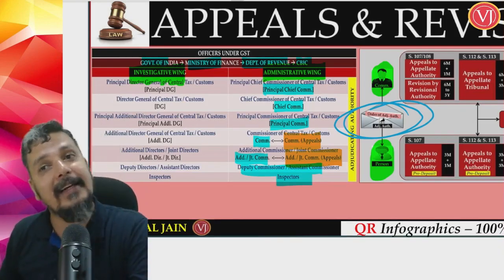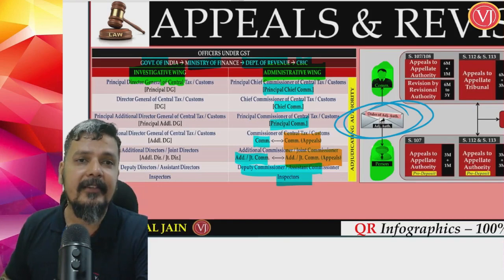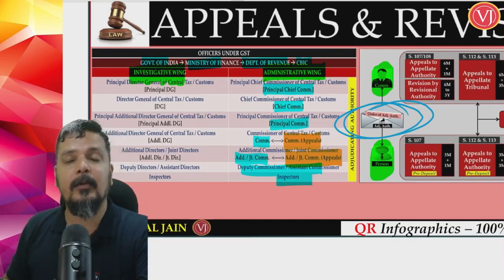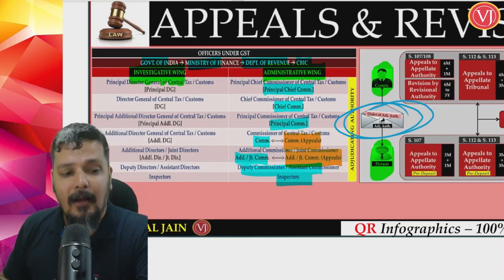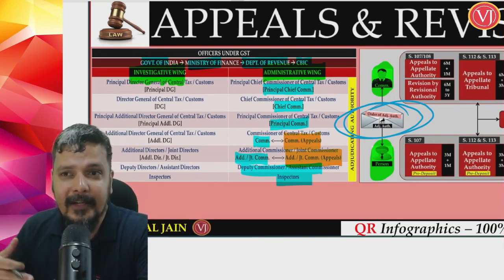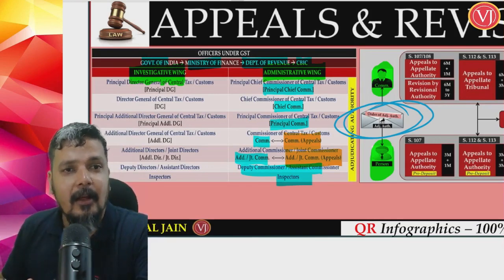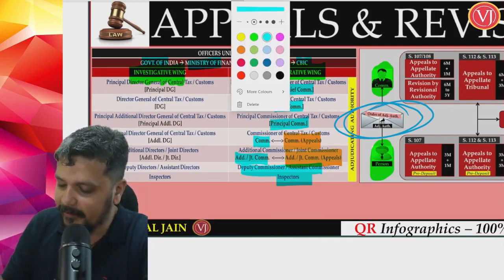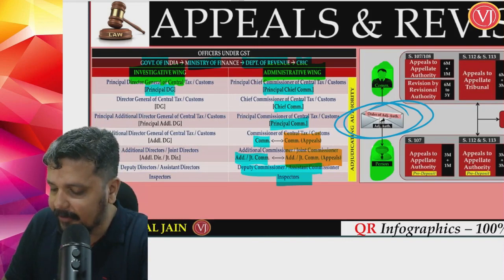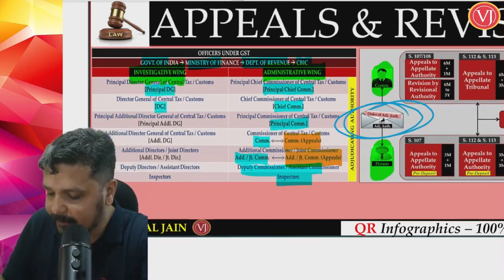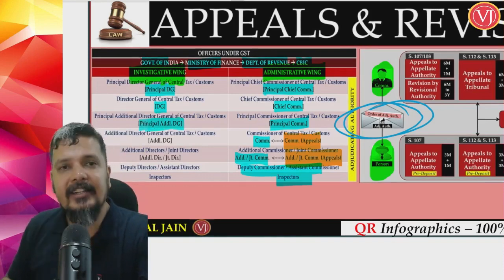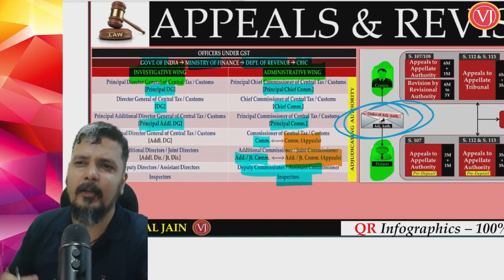Then there is something called the intelligence wing, which may come for your inspection, which may do some scrutiny, audit. All these activities can be done by your intelligence wing. Now, when you talk about the intelligence wing, the nomenclature differs there. That is Principal Director General first, followed by Director General. Then you have Principal Additional Director General, which is equivalent to Principal Commissioner.